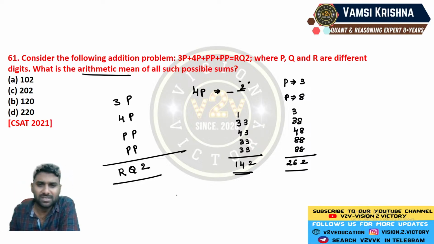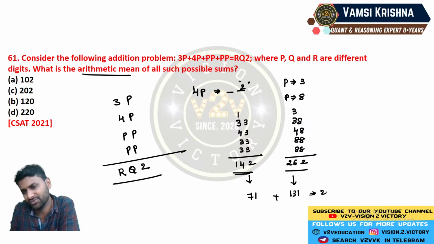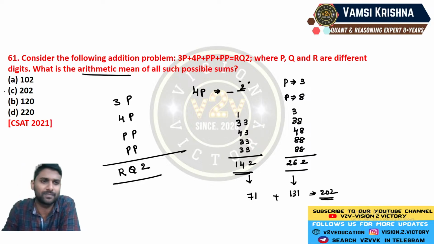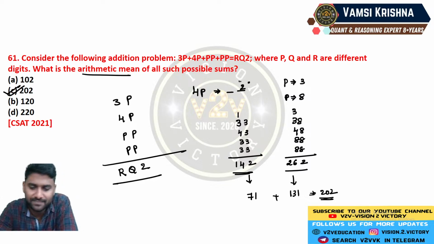Now the question here: what is the sum? Mean means the sum of these two numbers divided by 2, or you can directly divide each by 2. Here the mean value is 71, here the mean value is 131. If you add these two numbers, the result is 202. Try to understand the data, that's it.